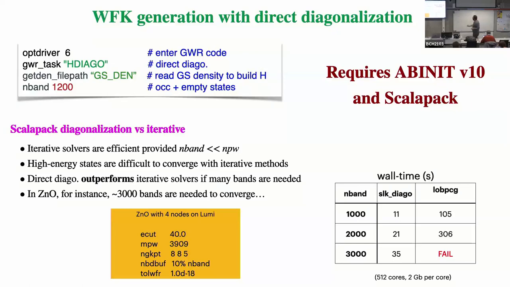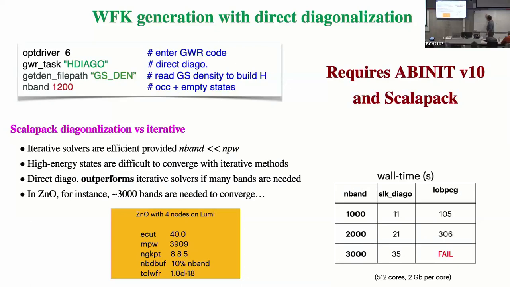And for the stopping criterion, we take the maximum over n and k of the residual. Okay. And this quantity should be smaller than tolwfr. Is that 10 to the minus 18? Yes, this is the typical value that we use for the residual. But the stopping criterion is that the maximum over n and k of the residuals should be smaller than tolwfr, that in my example is 10 to the minus 18. Okay, but the maximum is done over all the bands, and over all the k-points.